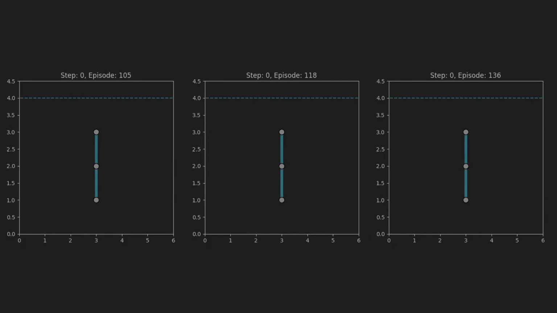Now we will look at some runs after training. As you can see, it performs much better, and after 100 training episodes, it's able to reach the goal height quite consistently after around 300 steps, or 75 control steps.